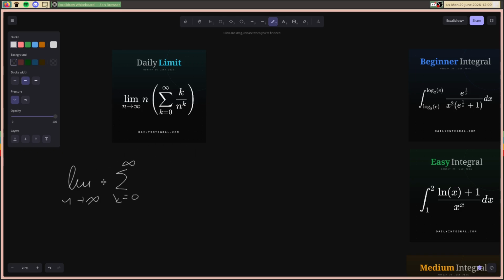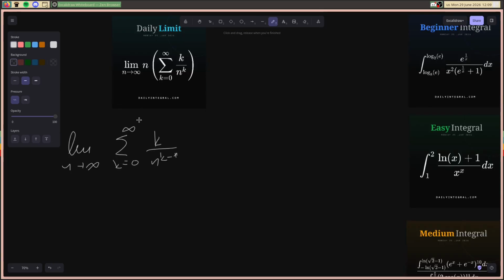So if you put the n inside, you end up with this series right here, which at first glance doesn't look like anything, but for one, you can realize that for k equals 0, the value of the sequence is 0, so this is actually the series starting from 1 to infinity of k times n to the negative k minus 1.